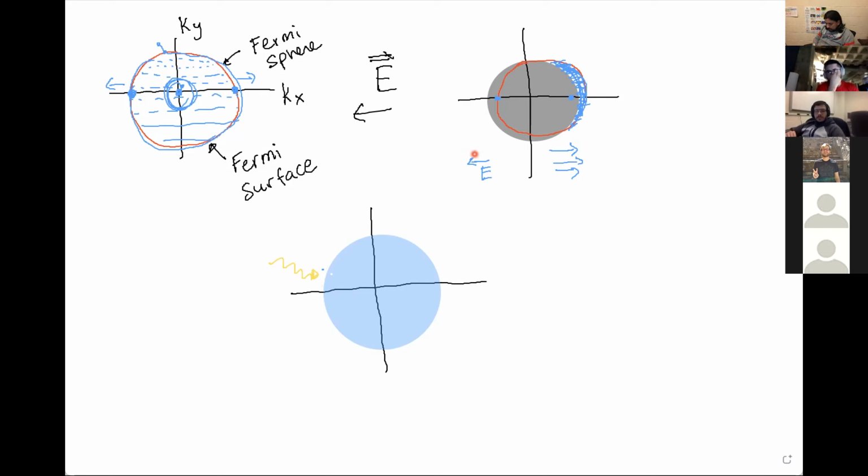So then this is how XPS works, how the electrons at the bottom get promoted to the top in this picture where we're talking about Kx and Ky being the axes there. Any questions?